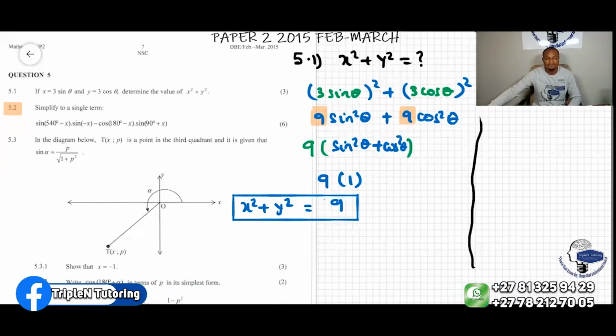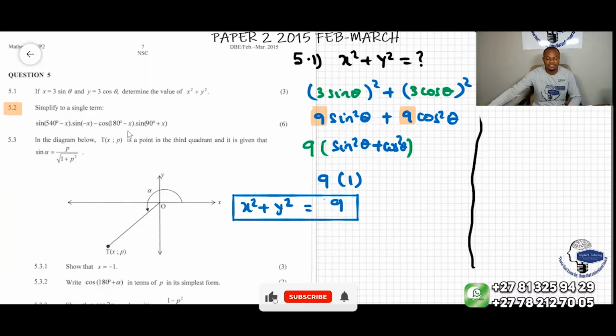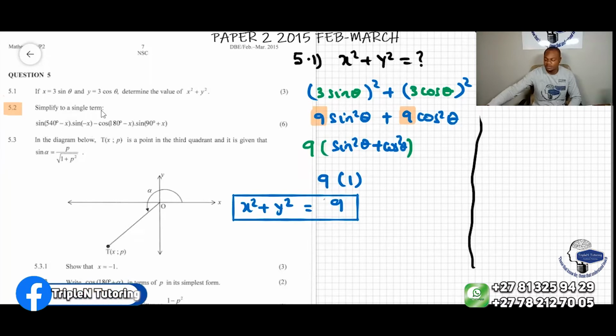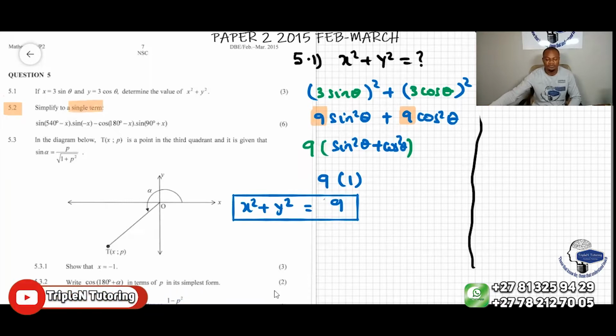Right, we have a question here, 5.2, that says simplify to a single term. We are given sine of (540 minus x) and sine of negative x minus cos of (180 minus x) times sine of (90 degrees plus x). All right, we need to reduce this into a single term. That's what the question says.